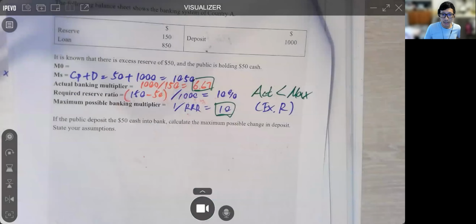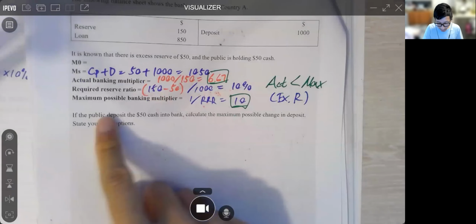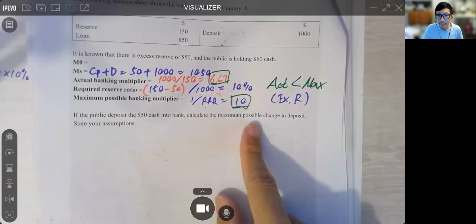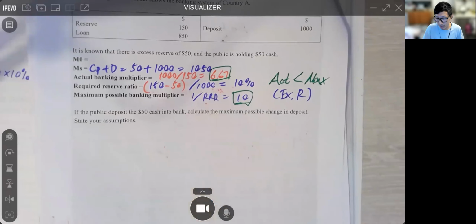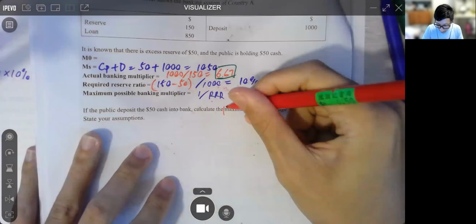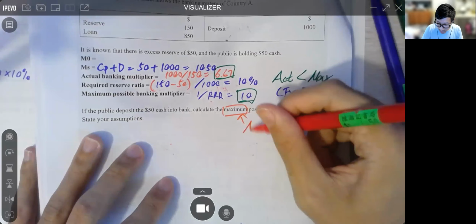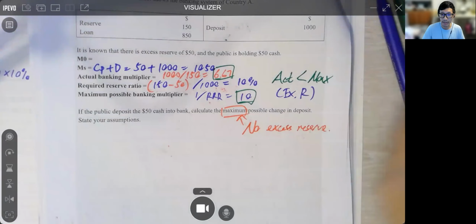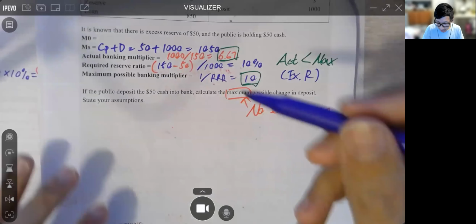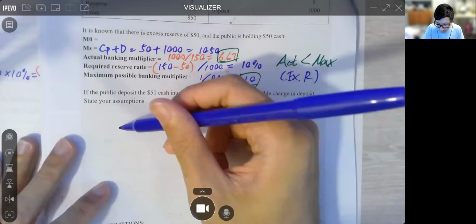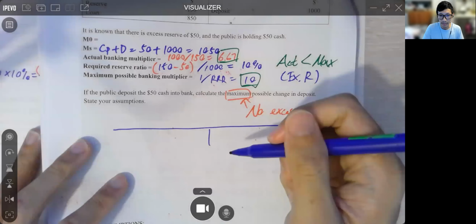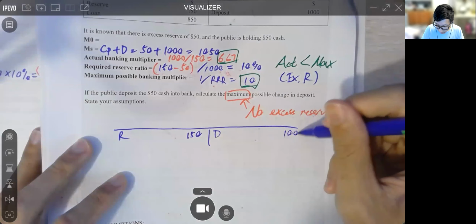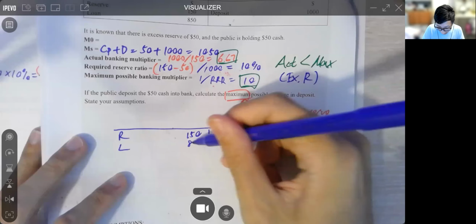OK, the bank. OK, 好嘛？嗱 if the public deposit into the cash, calculate the maximum possible change in deposit. 嗱，小心啲啊，好舊啊呢度。When we talk about maximum possible, it means that no excess reserve. Okay, 得唔得？ So how do we do this? Let's start with a new balance sheet. Reserve used to be 150. Deposit used to be 1000. Loan used to be 850.